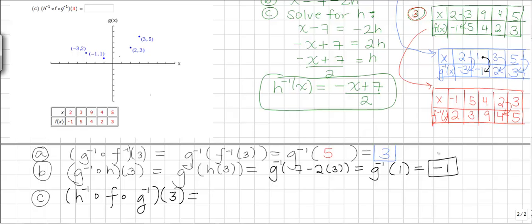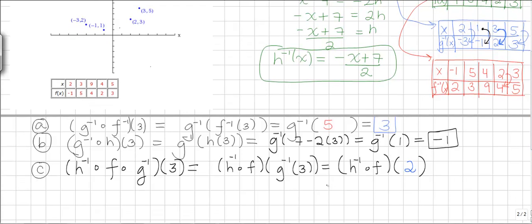And lastly, we need to do h inverse of f of g inverse, taking a pair at a time, working inside out. We need h inverse of f of g inverse of 3, which is h inverse of f of the value g inverse of 3. To get g inverse of 3, we go to the table for g inverse and we see that the value 3, as we've seen earlier, is mapped to the value 2.